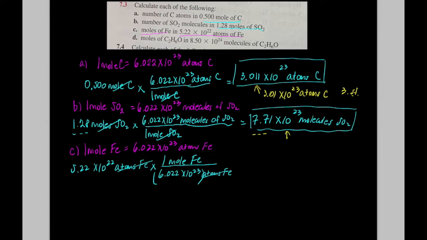Try using parentheses if your calculator gives you the wrong answer. So let's type in 5.22 exp22 divide 6.022 exp23. Okay. And the answer that you should get here on your calculator is 0. And we want 3 sig figs here, 0.0867. Okay, and the units there are going to be in units of mole. Okay, mole of iron.